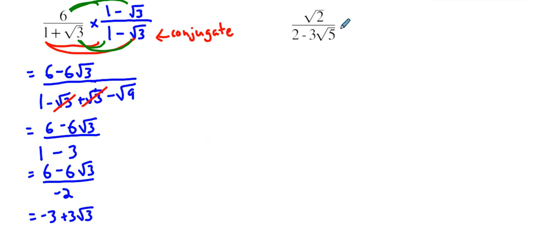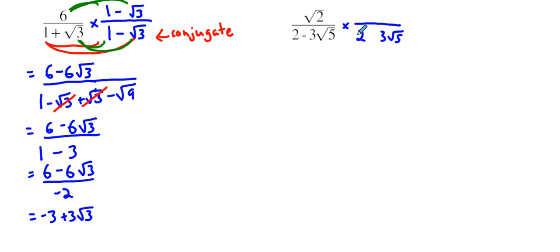So let's try this again on this other example, and I encourage you to try pausing the video, trying it on your own, and then checking your answer. I'll run through this example fairly quickly. The difference on this one is that we have a radical in the numerator as well. So I look at the denominator. I see 2 and 3 root 5.